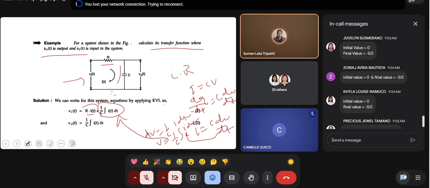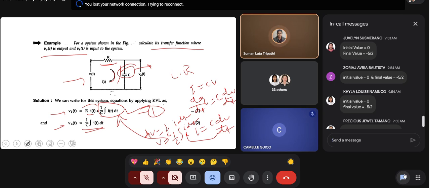The mesh total applied voltage is nothing but drop across resistance and drop across capacitance. And drop across capacitance I have just proven here, 1 by C integral of I dt. So I hope this is clear. So this one is equation 1, and equation 2 is drop across capacitor, which is the output. Okay, now what you can do, you can take Laplace of vi(t) and take Laplace of vo(t).